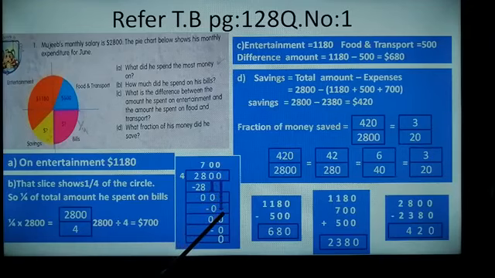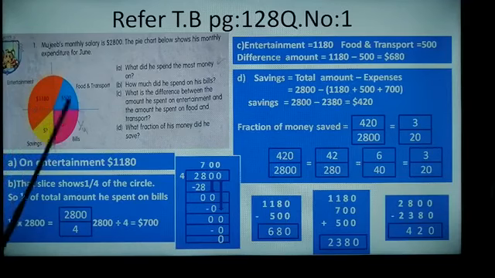Bring down the last digit. That also 0. 0 times, we will get the quotient what? 700. So he spent 700 on bills. Now we got this amount here and here. Now it is very easy to find out the rest of the amounts.